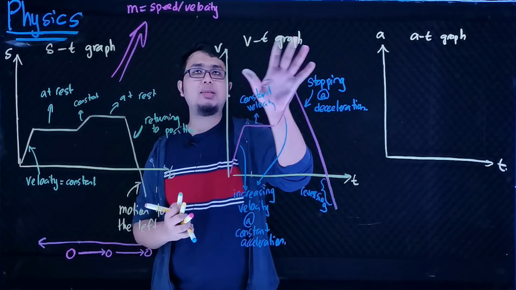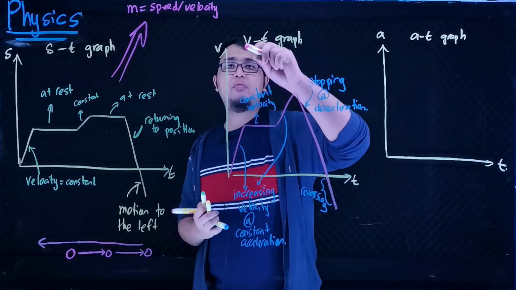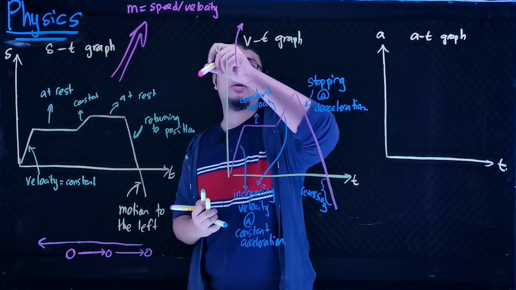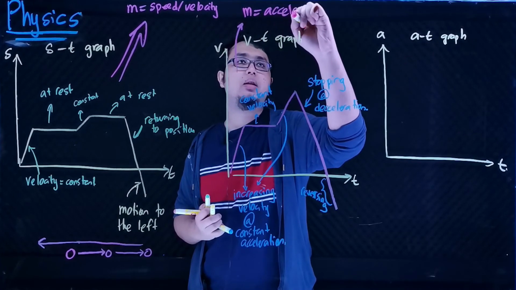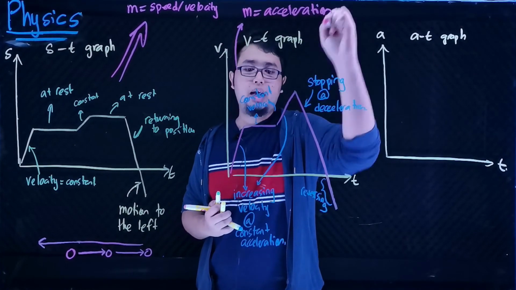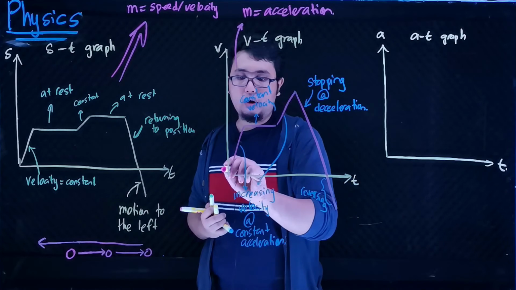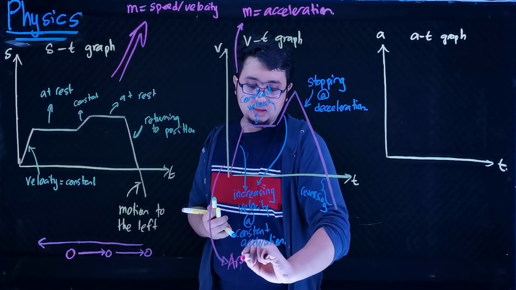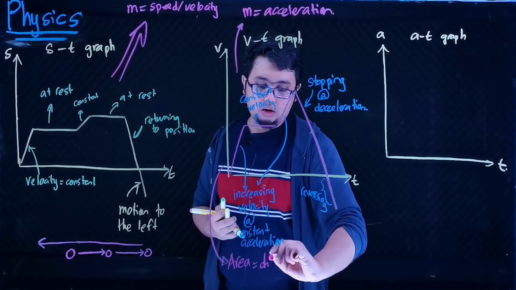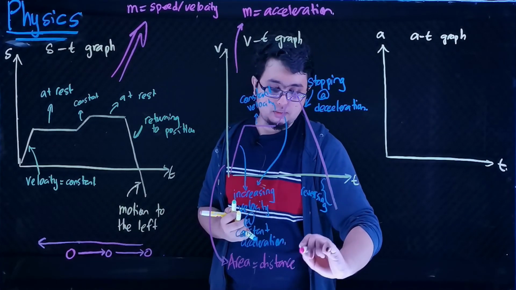So for the velocity time graph, your m value, your gradient, will always give you acceleration. The area underneath a velocity time graph will give you your distance or displacement.